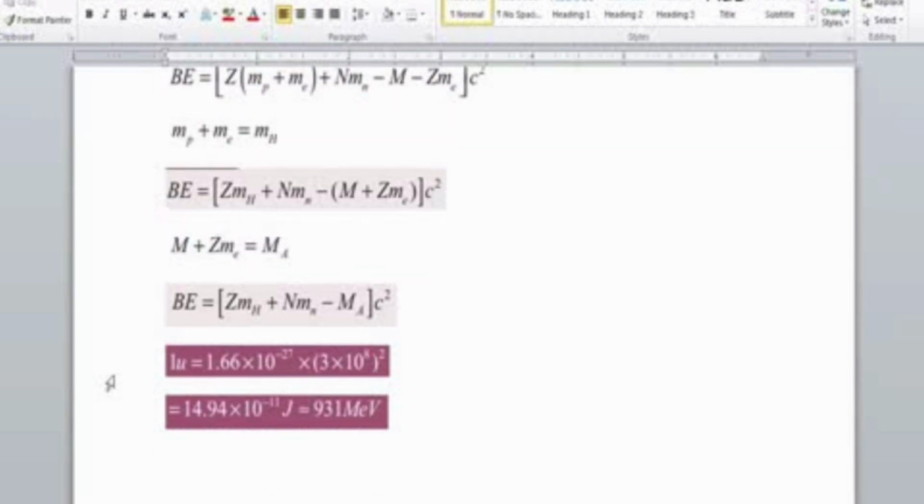So the atomic mass unit is equal to the mass we already calculated, 1.66 into 10 to the power of minus 27. And c squared is 3 into 10 to the power of 8, whole squared. So multiply that and you will get 14.94 into 10 to the power of minus 11, which is equal to 931 mega electron volt.